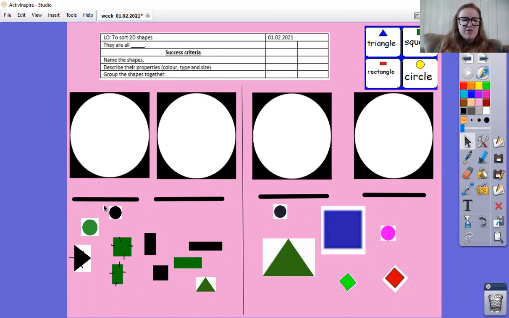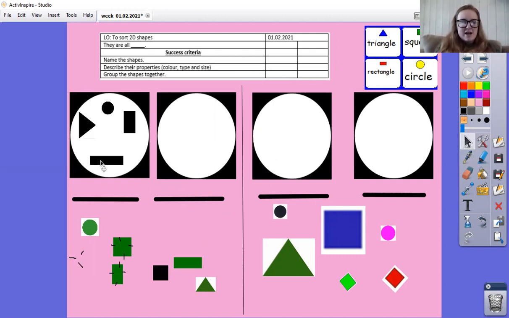Well, I can see that some of these shapes are black and some of these shapes are green. So can I sort them into green shapes and black shapes? Yes, let's try. This shape is a triangle and it is black. This shape is a circle, it is also black. This shape is a rectangle and it is black. This shape is a rectangle and it is black. And this shape is a square and it is black.